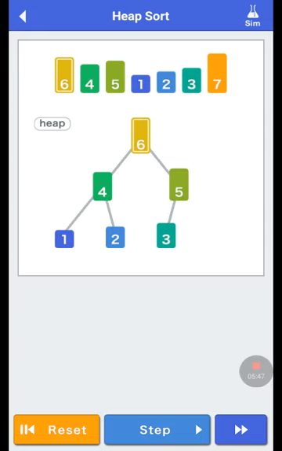Okay, all is well. Now we read number 7, and the next free slot is on the right side of 5. We put 7 as a right child of 5. 7 is greater than 5, so they need to swap. After that first swap, 7 becomes the right child of 6. Because 7 is greater than 6, they will swap one more time.